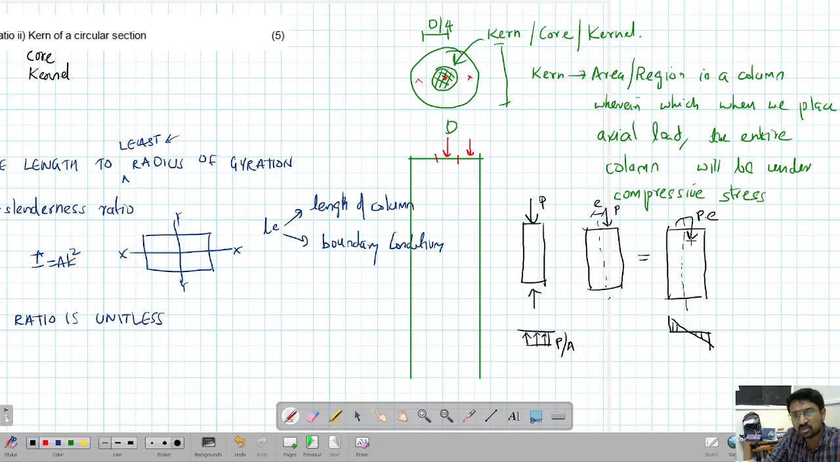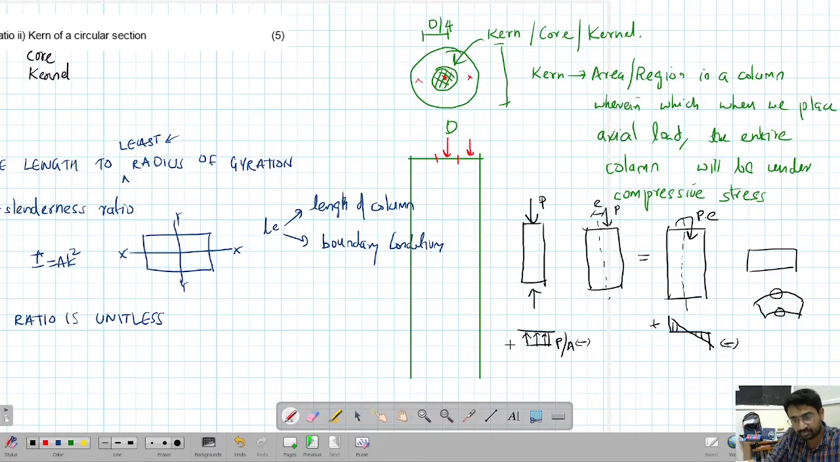You can imagine this also when you try to bend it. Let's say the column is like this. When you apply load, it will try to bend like this. This portion will have tension, this portion will have compression. That is denoted here. This is tension, this is compression.